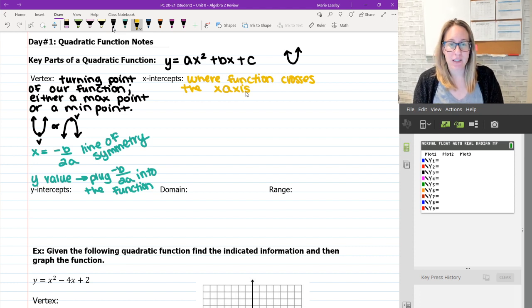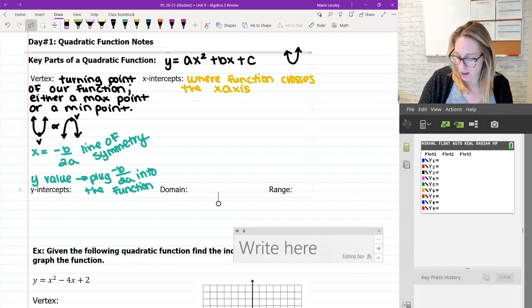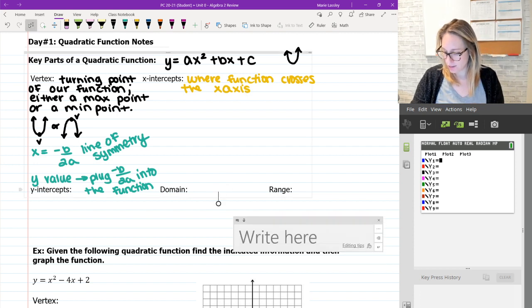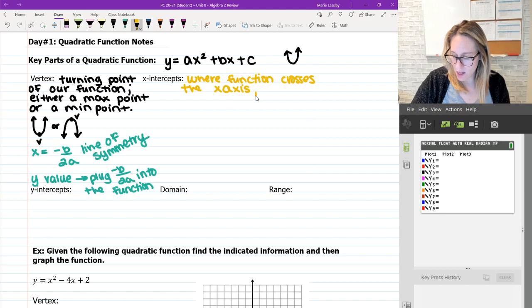All right, so that brings us to the next point about x-intercepts. If you're looking to find where it crosses the x-axis, that means your y value is going to be 0. So where a function crosses the x-axis, your y value will always be 0.